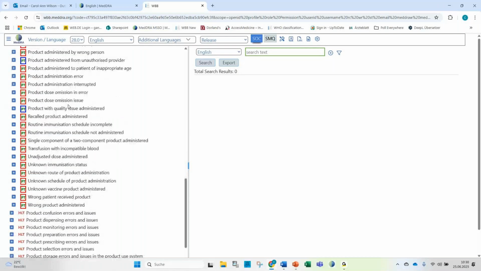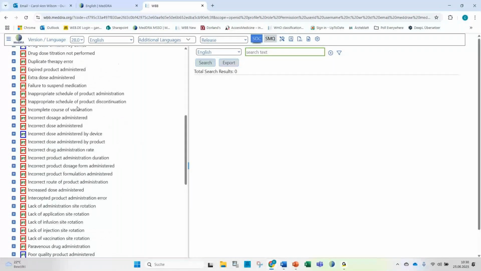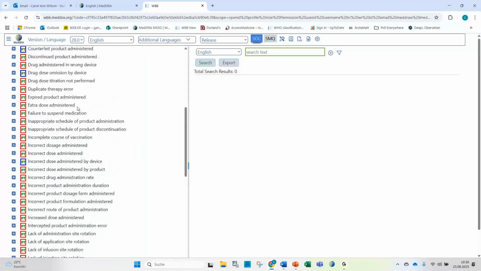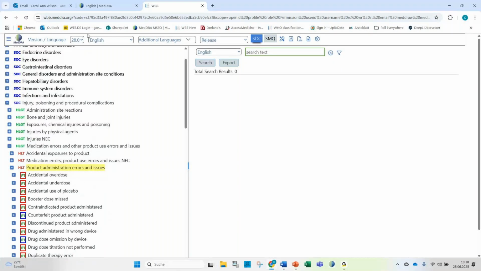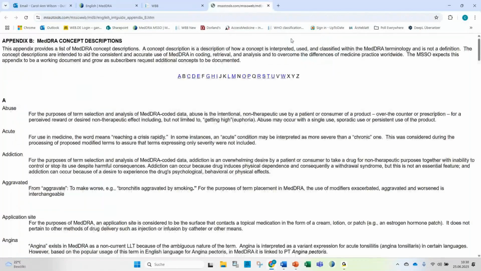So it's really important to make yourself familiar with the different medical concepts here in order to be able to clearly distinguish these different concepts. And for that, it is really helpful. And here we have the concept descriptions, the MedDRA concept descriptions. If I click on it, you can see that they are grouped in alphabetical order.